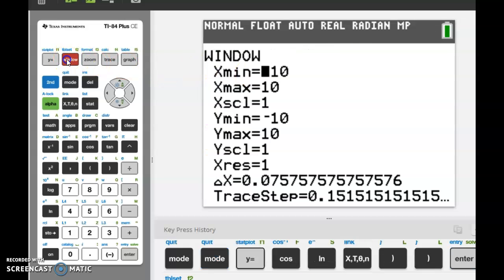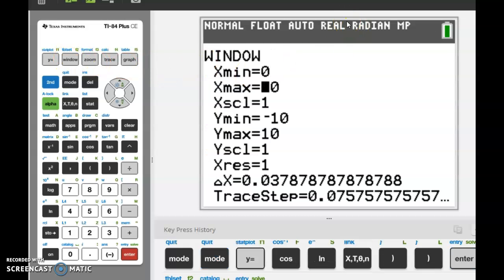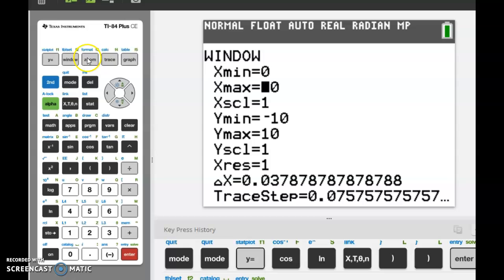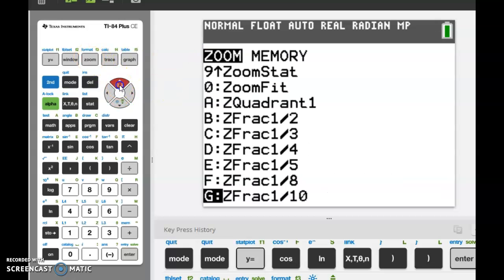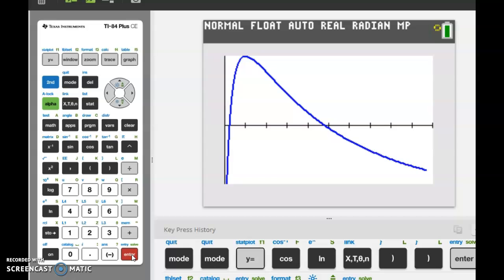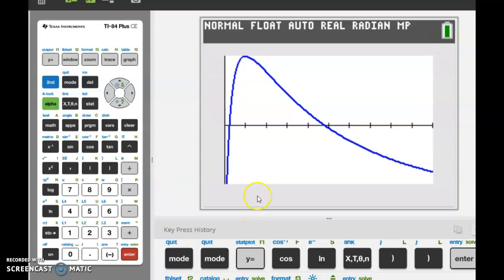So I would go to my window, go from 0 to 10. And then because of that, I only want to see from 0 to 10. I would hit zoom, and the 0 option is to fit it perfectly in my screen. So zoom 0. And now I have the graph of the derivative. And you might need to hit pause because your calculator might take longer than mine to do this.